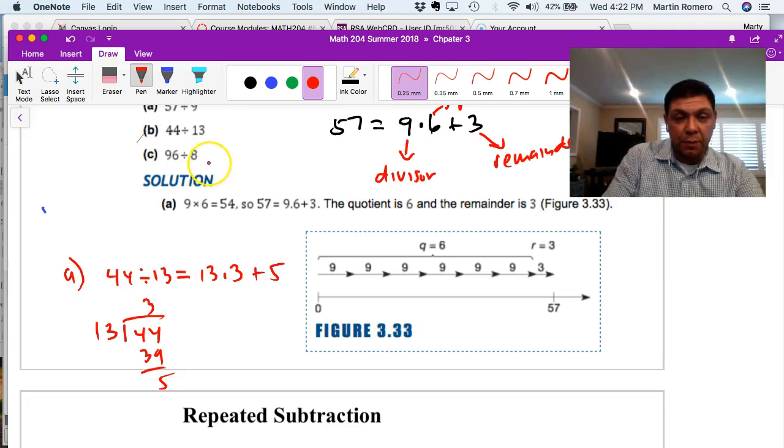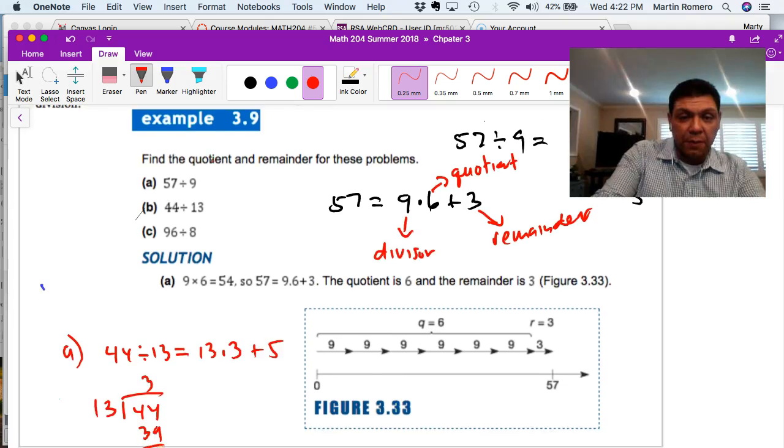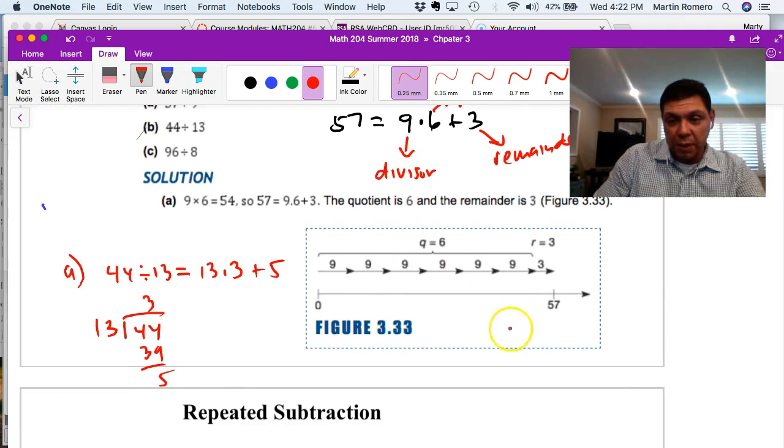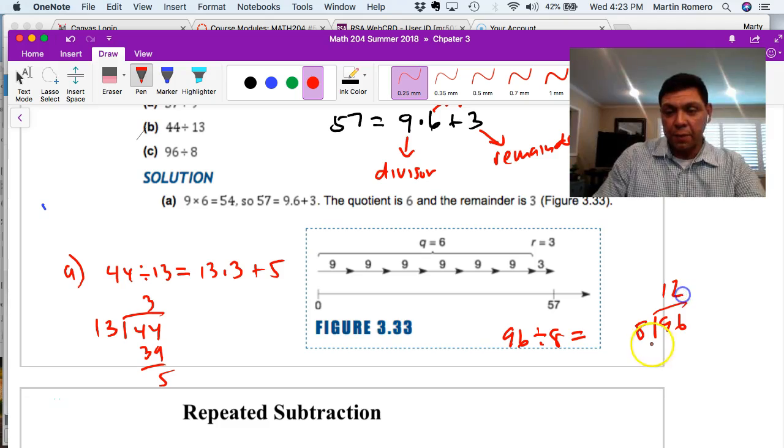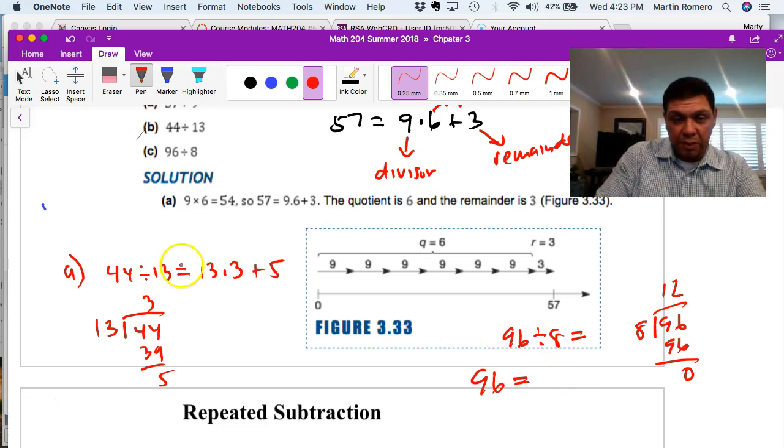And then for C, using the division algorithm, find the quotient and remainder. We'll do 96 over here, 96 divided by 8. We would look at 8 into 96. How many times? 10, 11, I think 12. It goes in 12 times, remainder 0. So what we have here is, and I shouldn't put an equals sign, that just solves that problem, it leads to that, right? And then we end up with that.